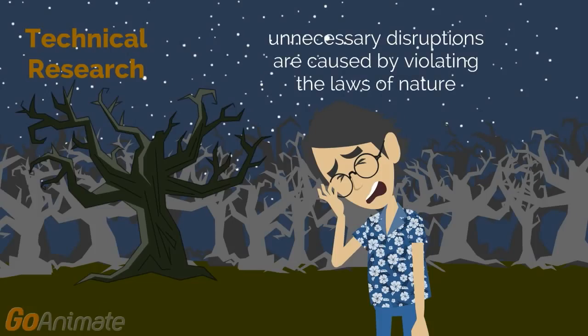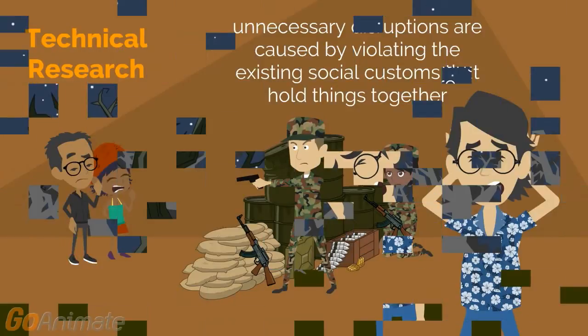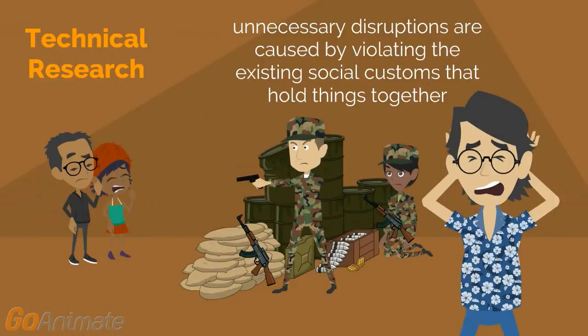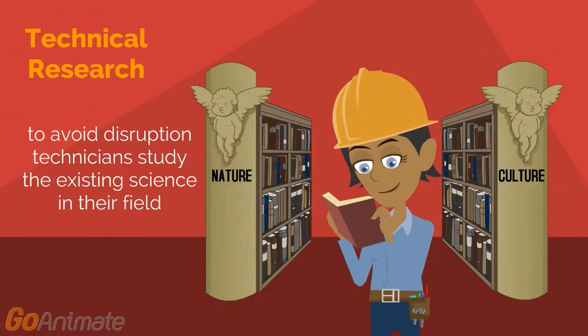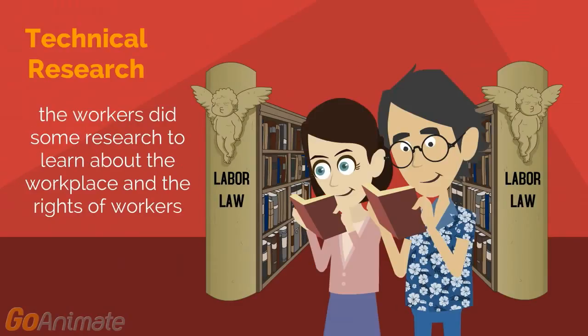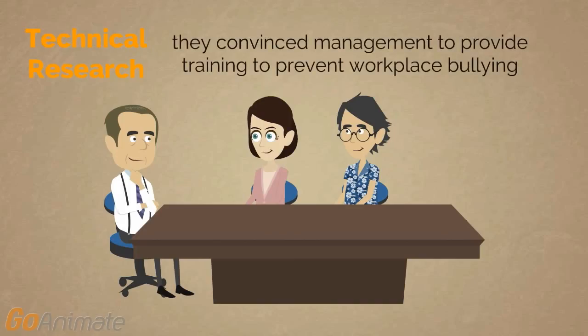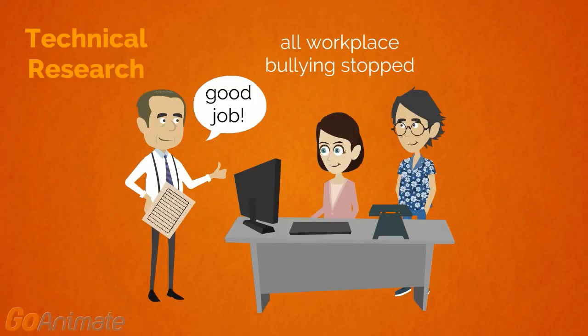Unnecessary disruptions are caused by violating the laws of nature. Unnecessary disruptions are caused by violating the existing social customs that hold things together. To avoid disruption, technicians study the existing science in their field. The workers did some research to learn about the workplace and the rights of workers. They convinced management to provide training to prevent workplace bullying. All workplace bullying stopped.